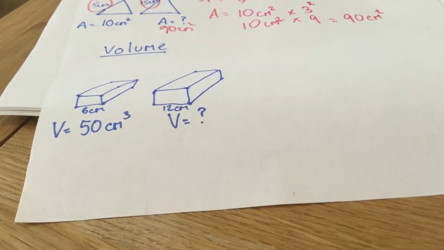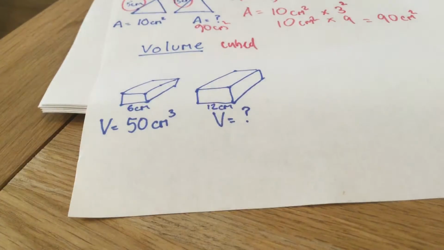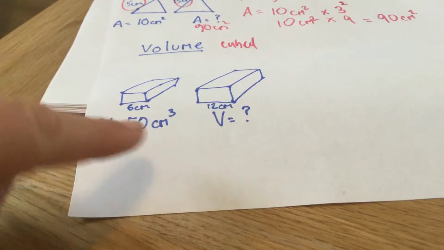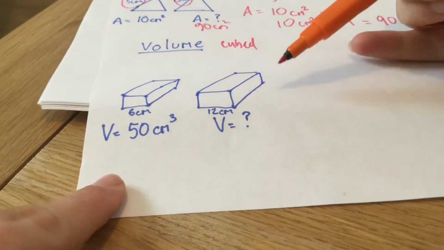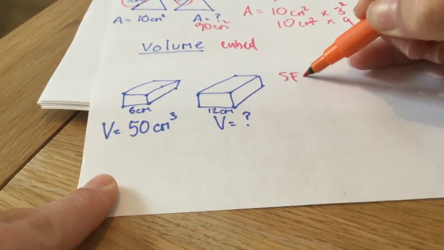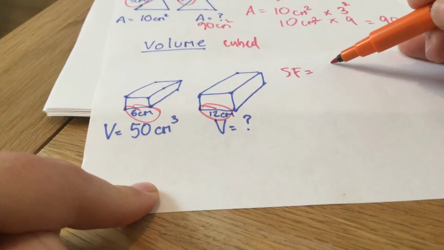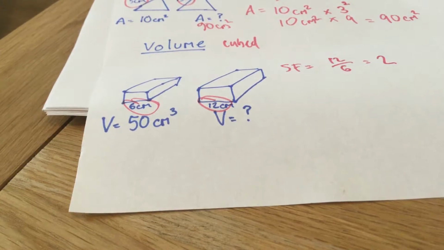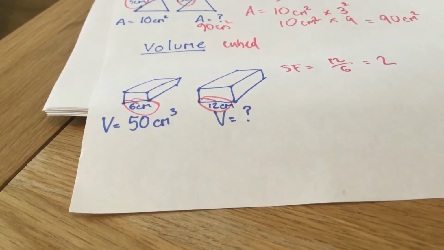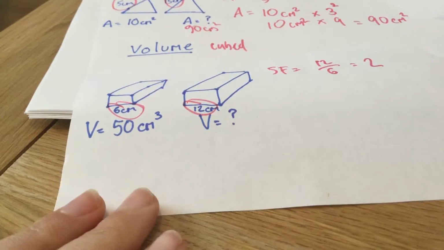It only stands to reason that with volume, because we're working in cubic units, whenever we're dealing with volume, centimetres cubed, metres cubed, if we've got a volume of 50 centimetres cubed and we need to find what the volume of the bigger one is, first thing we do is find the scale factor. And again, we can do that using the lengths we've been given. So the scale factor of this is going to be 12 divided by 6. So this has got a scale factor of 2, which means every length gets multiplied by 2 to get to this shape, or divided by 2 to get back to the small shape.